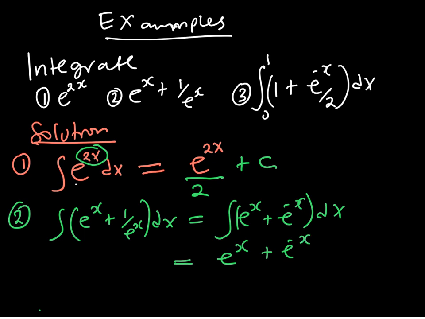But we said you differentiate the power and divide by that derivative. So this is a 1, this is a negative 1, plus a c. So in the end, we shall have e to power x minus 1 over e to power x plus a c. And we are done with 2.